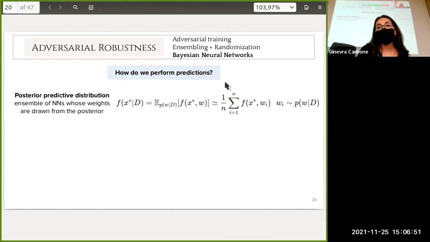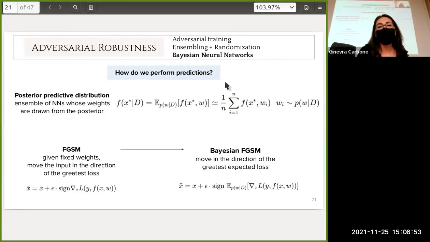Now, of course, if we want to perform adversarial attacks on a Bayesian neural network, we don't want to attack the deterministic function anymore, but we want to attack the predictive distribution. So instead of computing the gradient of the loss, we compute the expected gradient of the loss over multiple samples from the posterior. So that's the only difference. And in this way, we are able to transfer any kind of deterministic attack into the Bayesian setting.